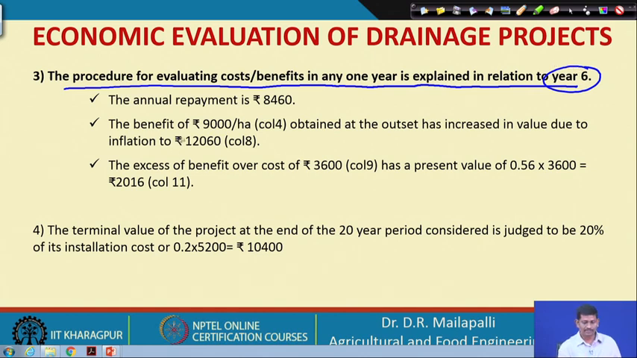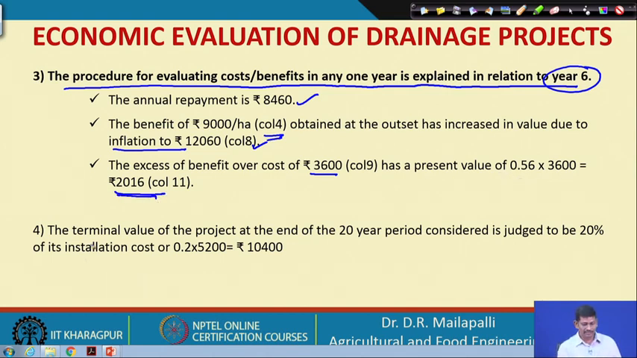For example, the annual repayment is 8,460. The benefit of 9,000 per hectare, this is column number 4, obtained at the outset has increased in value due to inflation. So, that is column number 8. And then the excess of benefit over cost, that is 3,600, column number 9, has a present value. So, this is the present value.